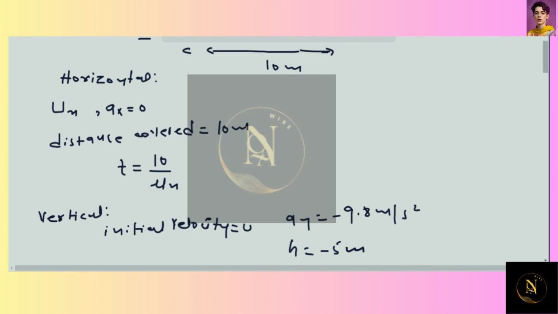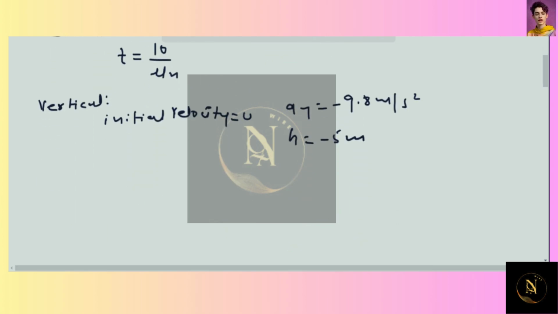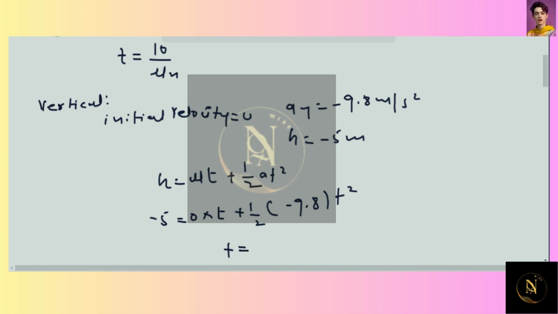Now we use one of the equations of motion. h is equal to u times t plus half a t square. Well, h is minus 5, right? Then vertically there is no initial velocity, plus 1 divided by 2 into acceleration along y-axis, which is minus 9.8, times t square. And from here, t is equal to 1 second.